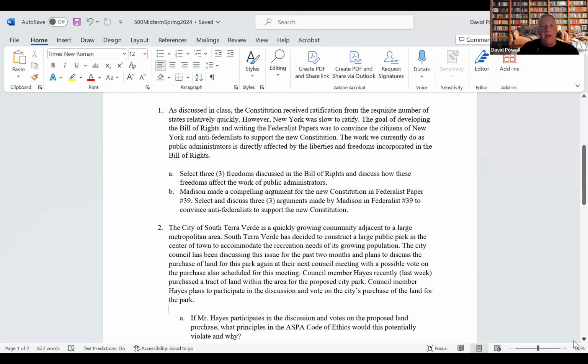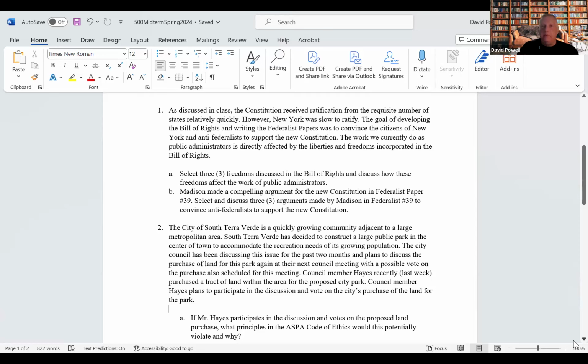So here I'm saying Madison made a compelling argument for the new Constitution in Federalist Paper number 39. Select and discuss 3 arguments made by Madison in Federalist 39 to convince anti-Federalists to support the new Constitution. There are multiple arguments that he makes. I'm just asking that you select 3 of those arguments that Madison makes and then discuss those arguments.